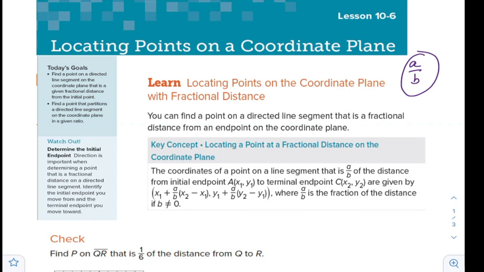So the first part will be how to find a point on a directed line segment on the coordinate plane that is a given fractional distance from the initial point. As we were doing for a number line, we are now doing for the coordinate plane. We were applying only for x, now we are applying for the x coordinate and for the y coordinate.